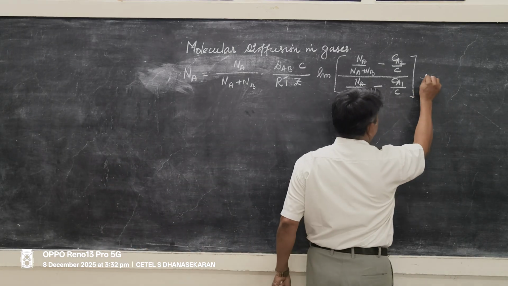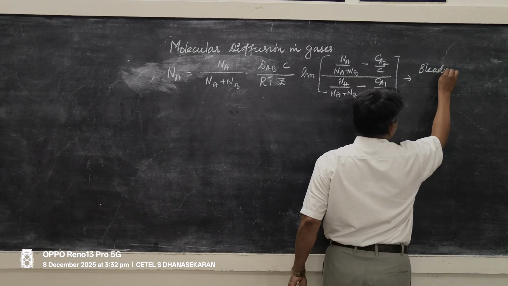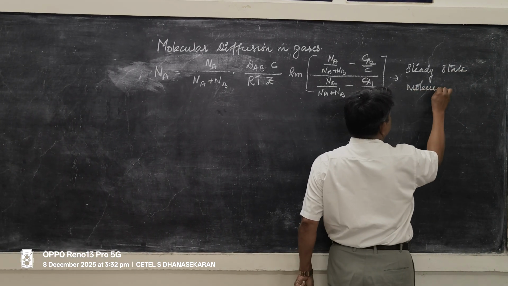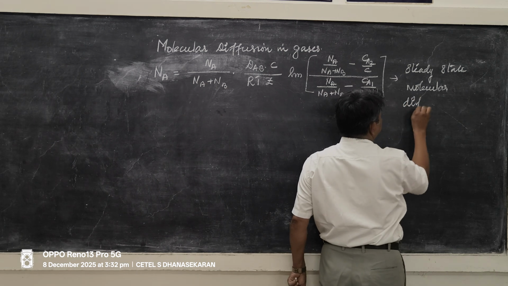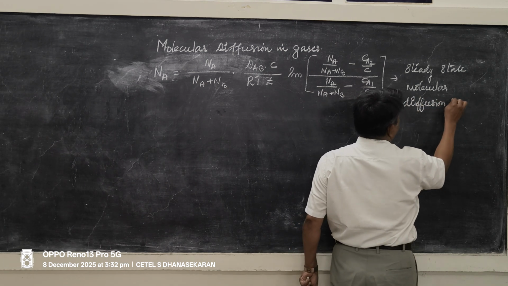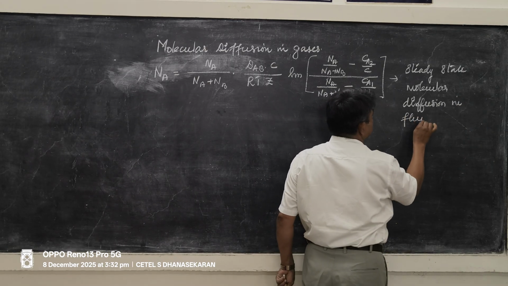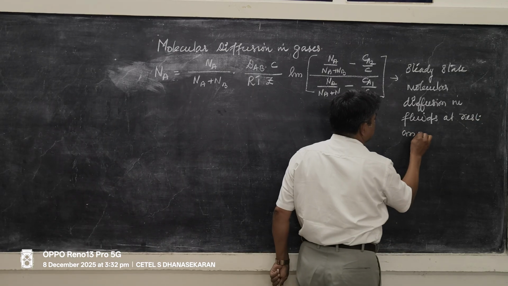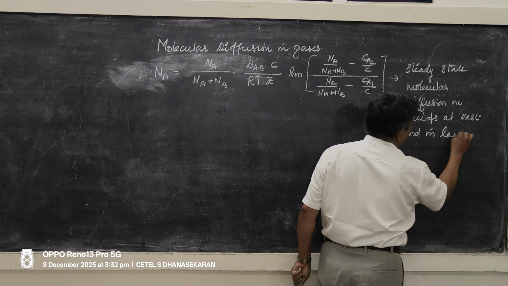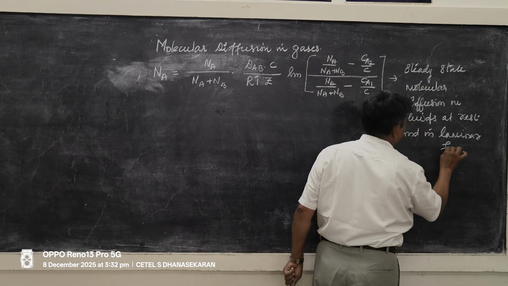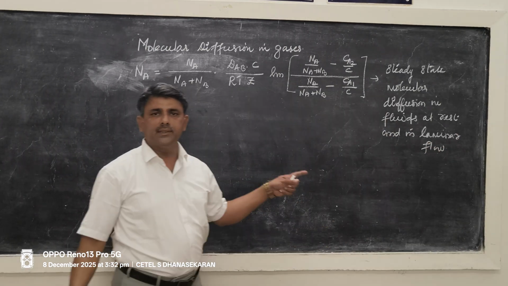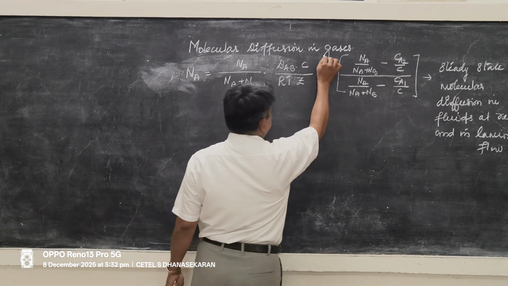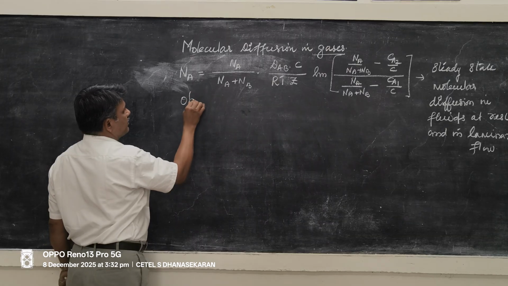This is the equation for steady state molecular diffusion in fluids at rest and in laminar flow. Now I am going to rearrange this equation for molecular diffusion in gases. Assume that this gas obeys the ideal gas law.